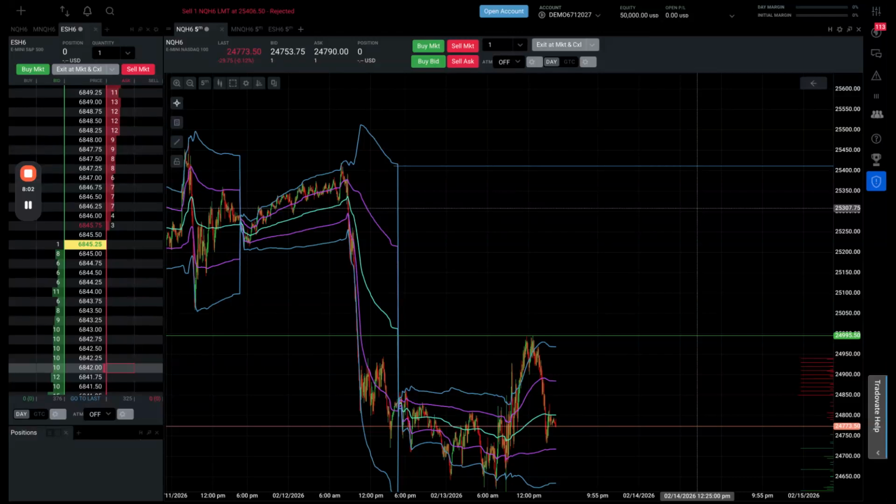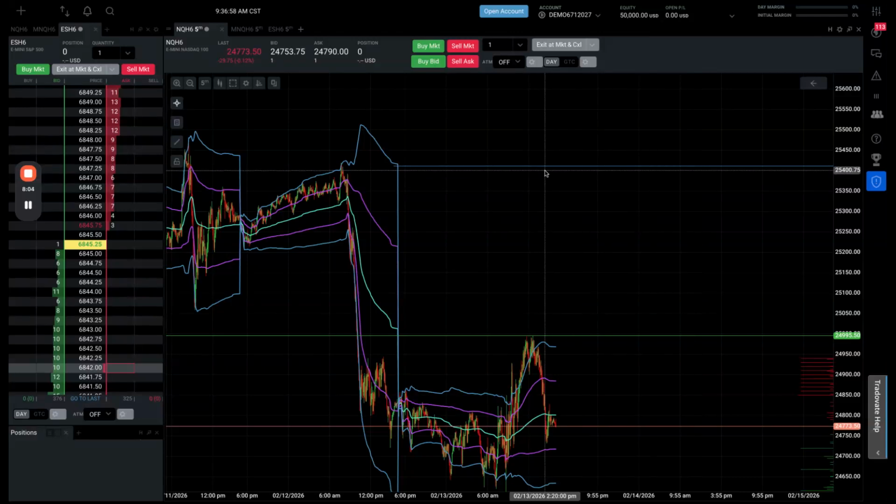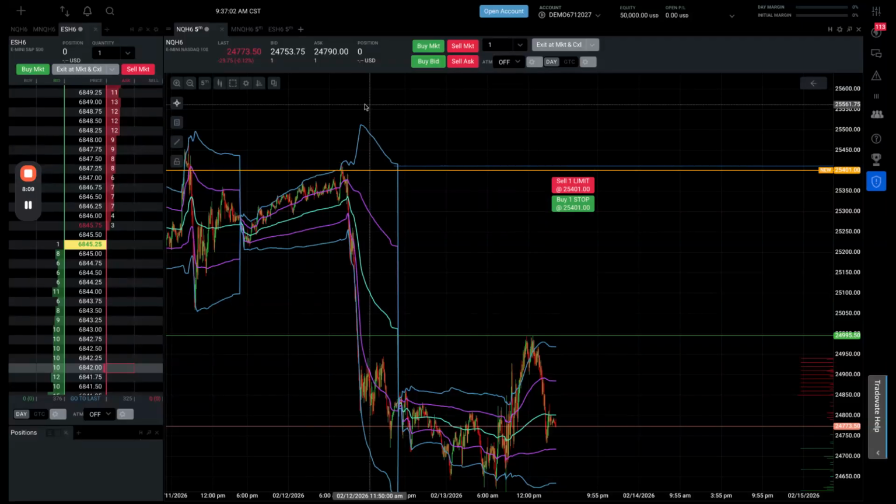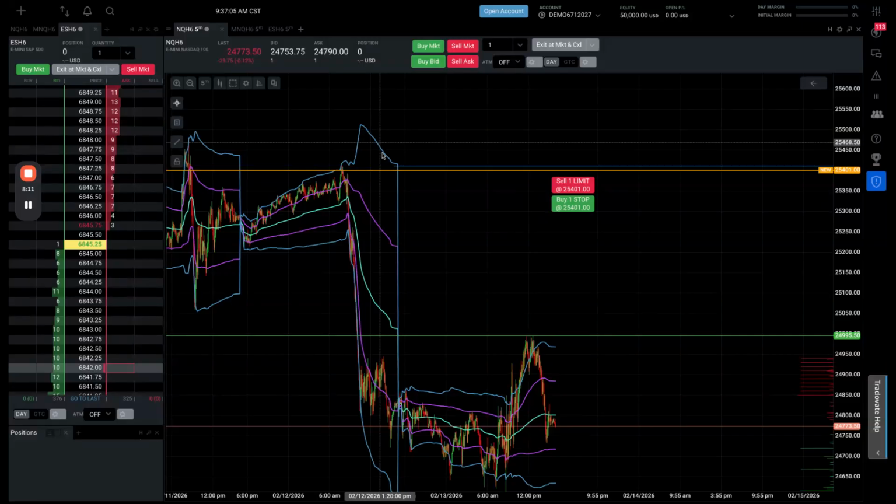Orders are going to reject because the market's not open right now. But you want to do red lines at the upper VWAP band, okay? This is one of the strategies.